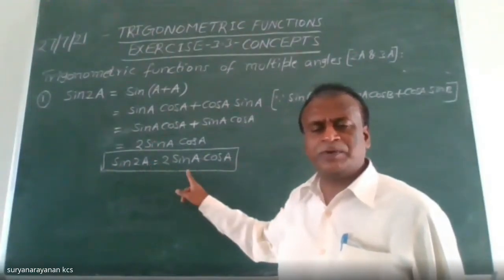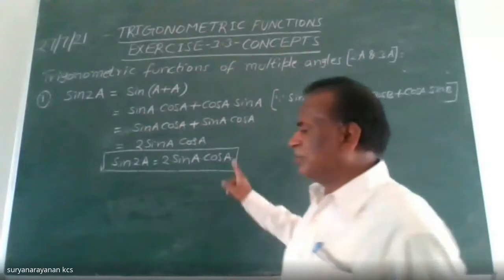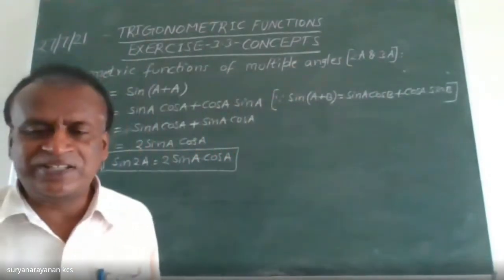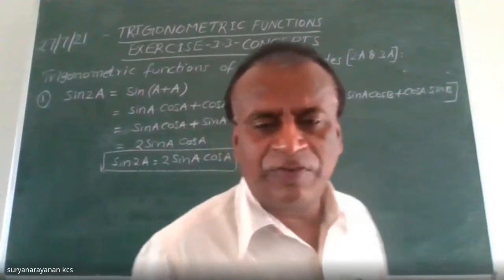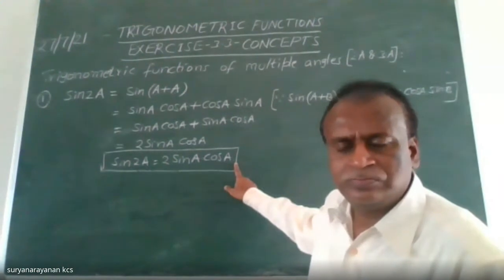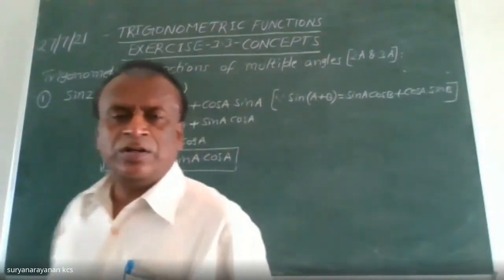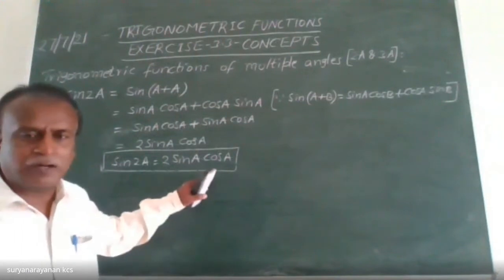Catherine, read this formula. Sin 2A equal to 2 sin A cos A. Very good. Richard, sin 2A is equal to 2 sin A cos A. Very good. Remember this formula. Memorize this formula well. Rexilin, will you read this formula now? Sin 2A equals 2 sin A cos A. Very good. This is one formula for sin 2A.